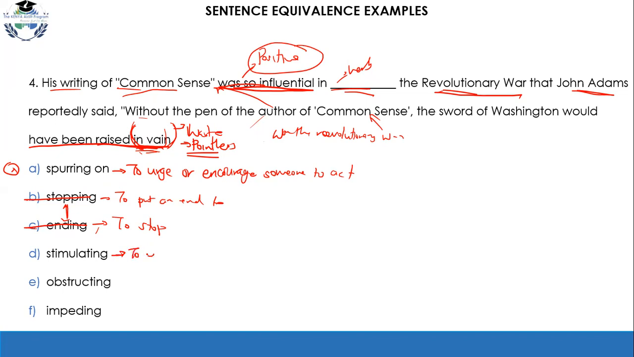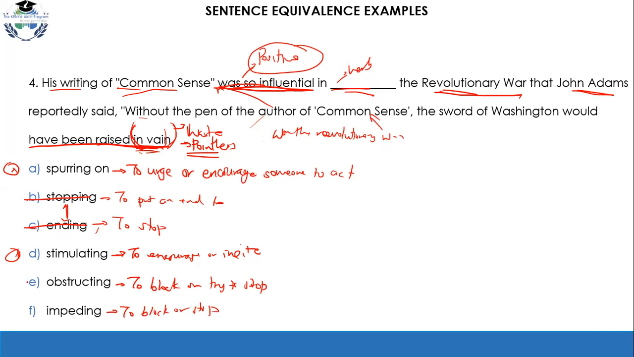Stimulating means to encourage or incite. So at this point, whenever we're thinking about the sentence, stimulating a war might be negative, right, to what we're thinking about. But context is very important. In the context of this sentence, this is a positive, right? It's a positive supporting this sentence, right? Obstructing means to block, right? To block or try to stop. Then impeding again means to block or stop.